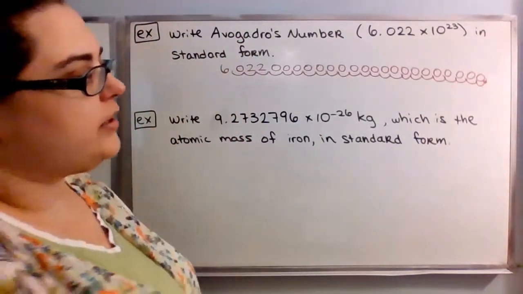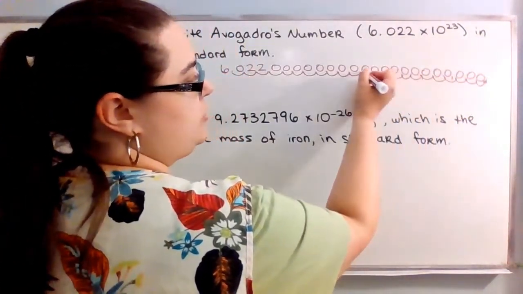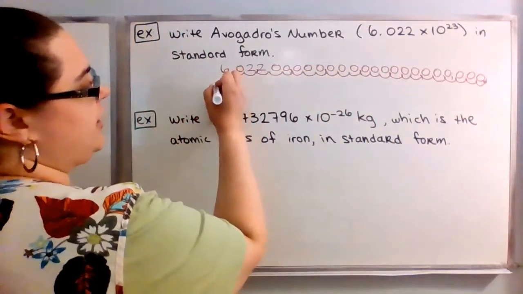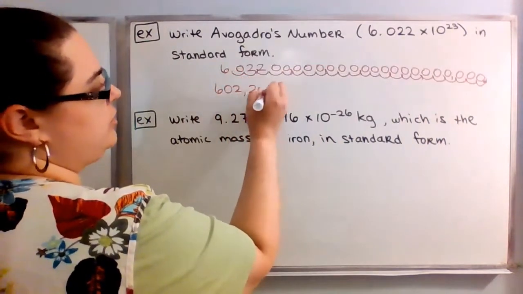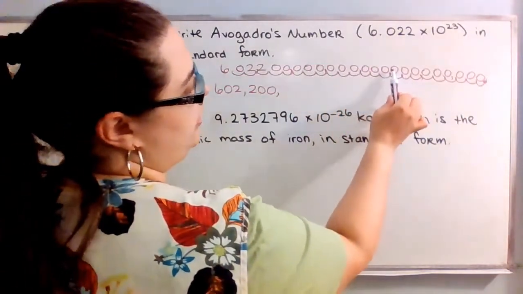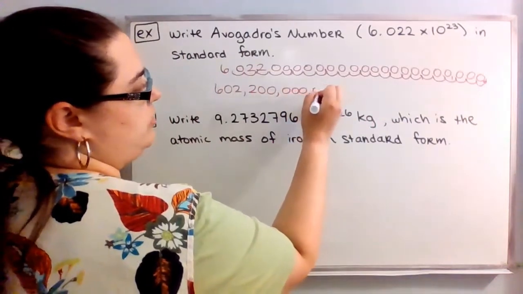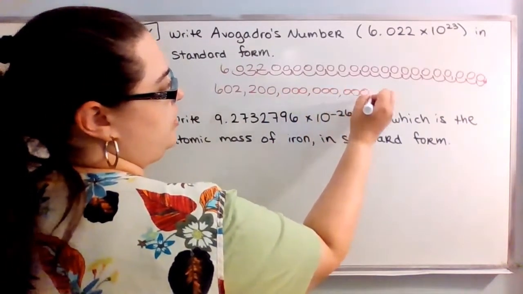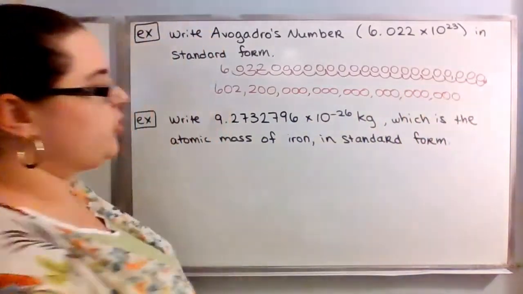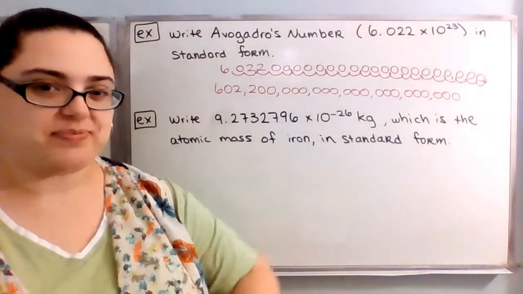Then I'm just going to throw in where my commas would be, and then I'll write my final answer nicely. It looks like I have 602, then 200, and then we have 1, 2, 3, 4, 5, 6 groups of zeros. There we go. This is what Avogadro's number looks like when we write it out in standard form.